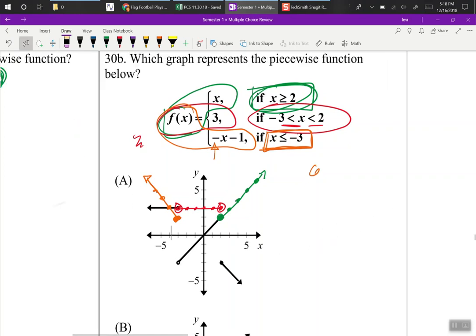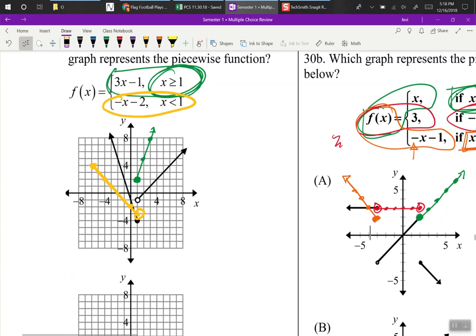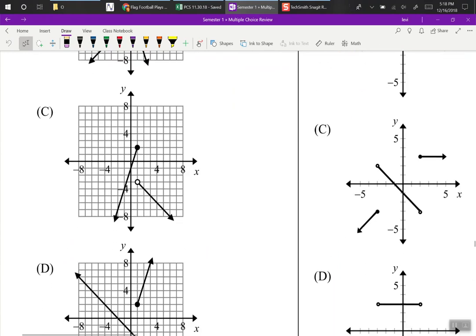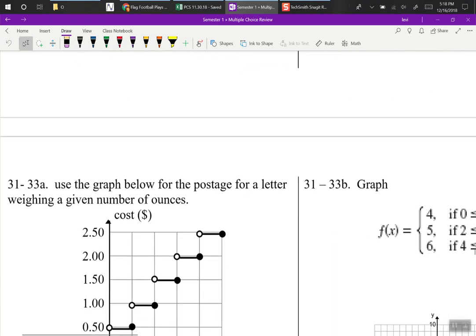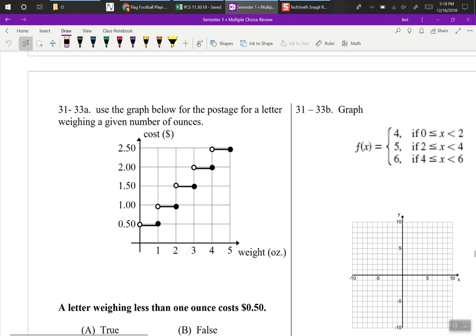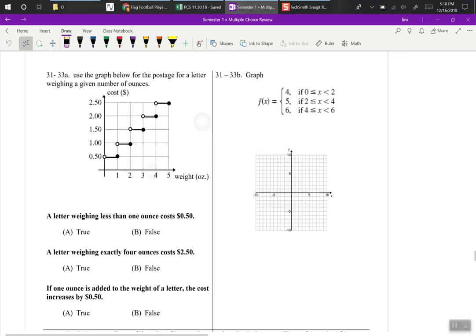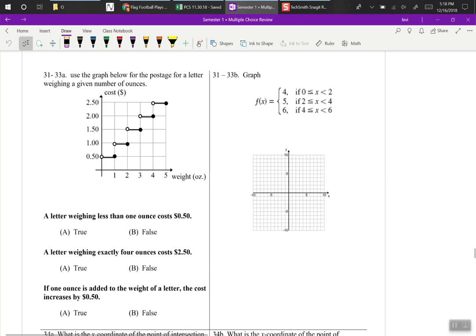Our next problem, 31 through 33, use the graph below. A letter weighing less than 1 ounce costs 50 cents. So less than 1 ounce costs 50 cents. That looks to be true.